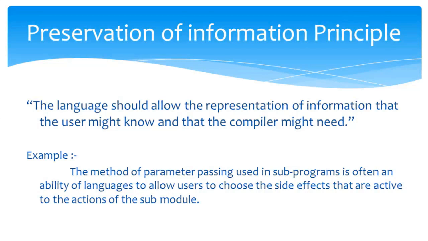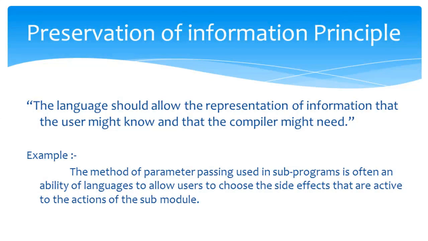To get some idea, consider this example. The method of parameter passing used in subprograms is an often ability of languages to allow users to choose the side effects that are active to the action of the submodule. This is the best example to say that FORTRAN complies with the preservation of information principle.